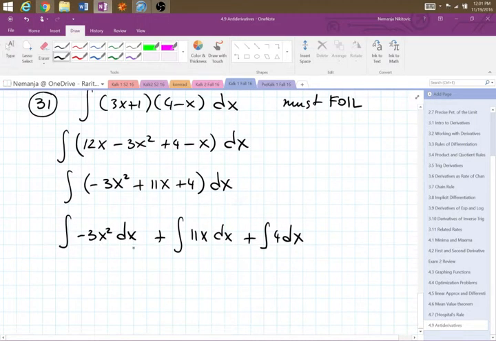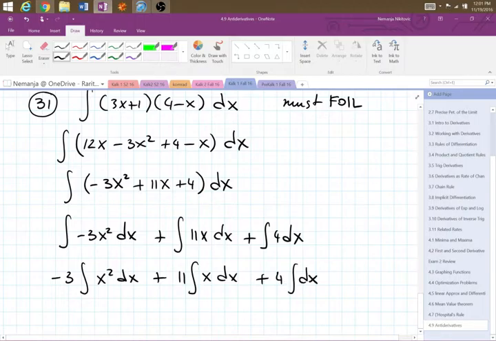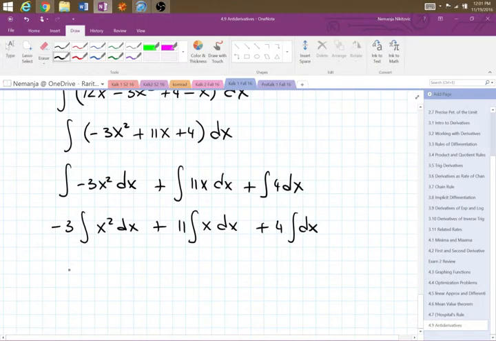So what do we do? Kick the constants outside. Again, you will be skipping all of this work, but I mean, you will have to integrate. And what we get is negative 3x cubed over 3, because it is x to the n plus 1 over n plus 1. n is 2, so 2 plus 1 is 3, over 3. Plus 11x squared over 2, right? The exponent was 1. And then plus 4x.